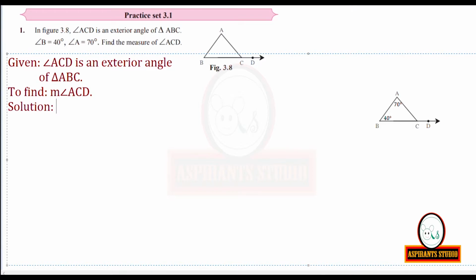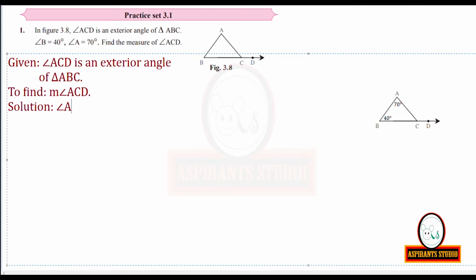Practice set 3.1. In the figure, angle ACD is an exterior angle of triangle ABC. Measure of angle B is equal to 40 degrees. Measure of angle A is equal to 70 degrees. You have to find the measure of angle ACD.